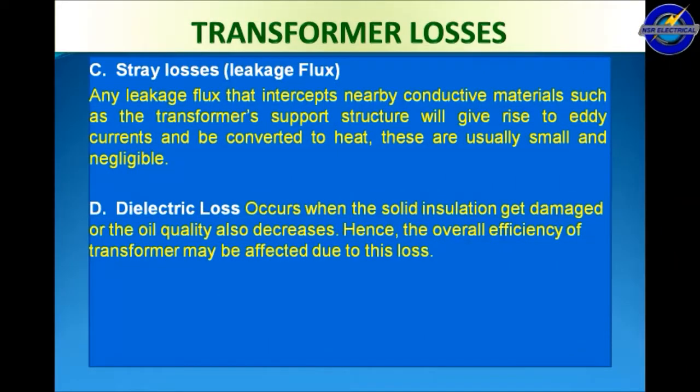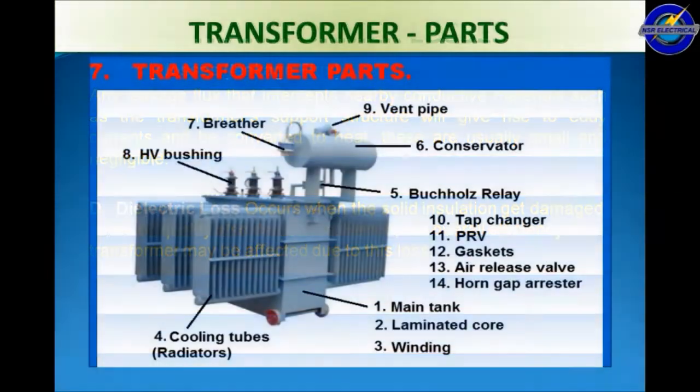Stray losses or leakage flux. Any leakage flux that intercepts nearby conductive materials such as the transformer support structure will give rise to eddy currents and be converted to heat. These are usually small and negligible. Dielectric losses. Dielectric losses occur when the solid insulation gets damaged or the oil quality decreases. Hence, the overall efficiency of the transformer will be affected due to these losses.